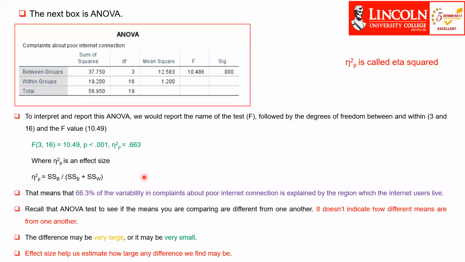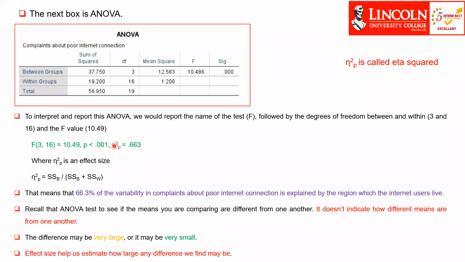Recall that ANOVA tests whether the means you are comparing are different from one another. It doesn't indicate how different the means are from one another. The difference may be very large or it may be very small. So effect size helps us estimate how large any difference we find may be, and that is exactly what was interpreted here. So we got this result as the effect size, which is eta squared.